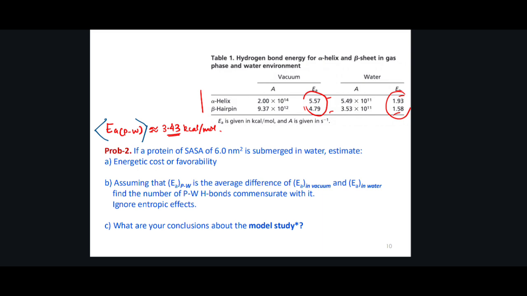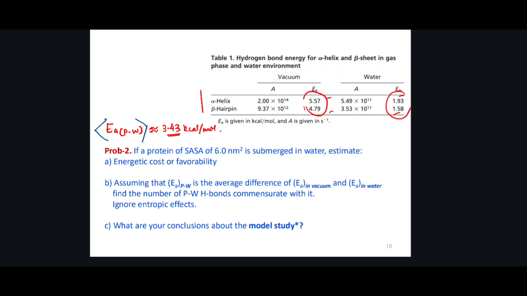What am I saying? I have activation energy. What is the activation energy? I told you a few slides back. It is the energy required to rupture, to break my protein. You can just imagine an alpha helix if you wish. I'm going to break that hydrogen bond, either in vacuum or in water. To break it in vacuum, I need for an alpha helix 5.57 kcal per mole. To break it if the whole thing is in water, I only need 1.93 kcal per mole. So the difference between them is the activation energy of protein-water. That is protein in vacuum, protein in water.